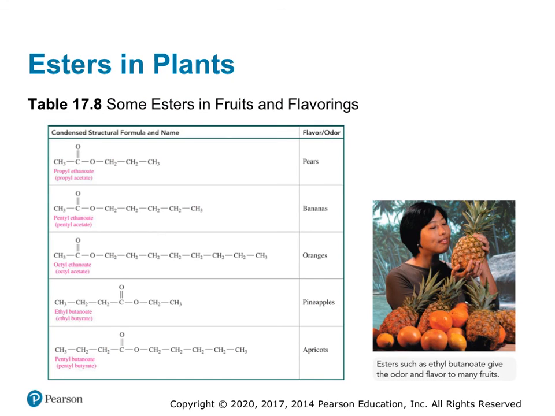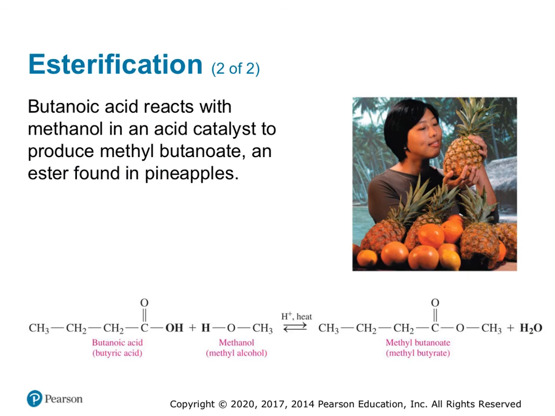Esters are found lots and lots of places in fruits and flavorings. They give lots of flavors and odors to different kinds of fruits. Pears, bananas, oranges, pineapples, apricots, different kinds of fruits all have esters in their composition to give them that flavor and that odor.